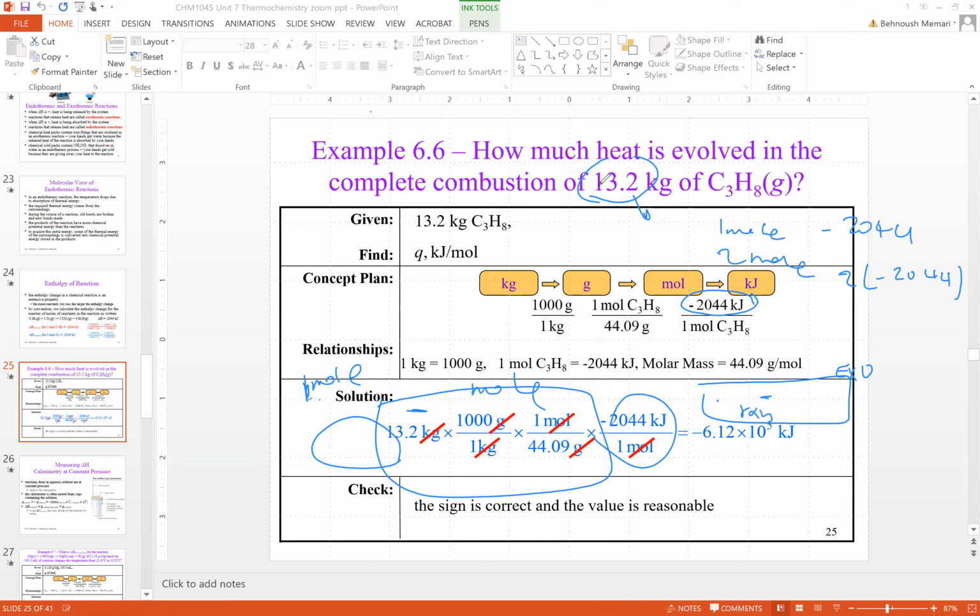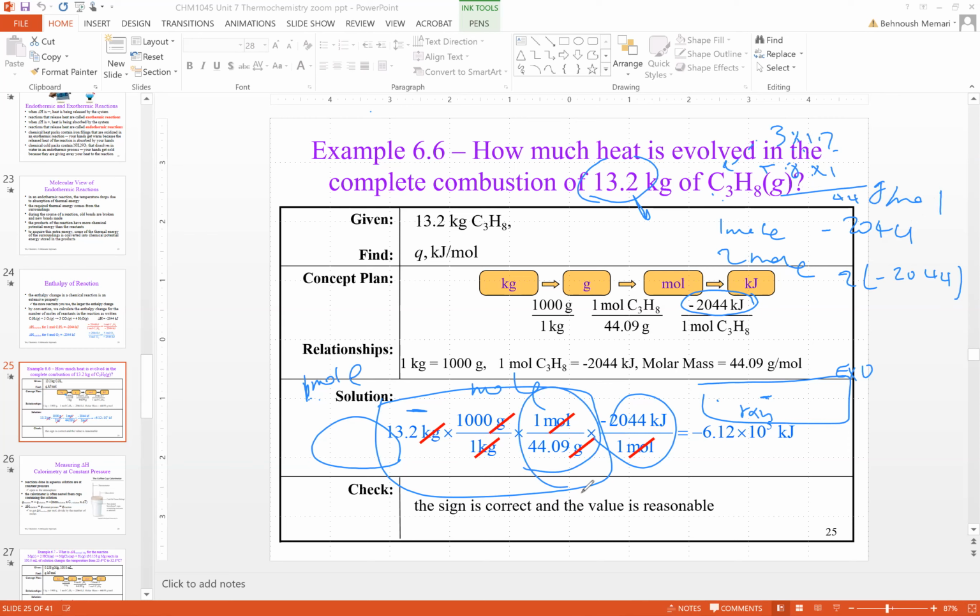So in order to find how much heat is going to be released for 13.2 kilogram, first we want to find out how many moles that is. In order to calculate the number of moles, you need the molar mass for propane. Molar mass for propane is calculated based on 3 carbon, 3 times 12, plus 8 times 1, that is 36 plus 8, which is 44 gram per mole.